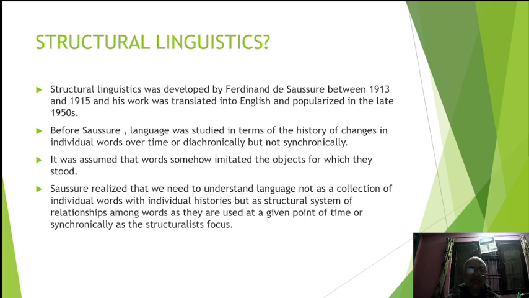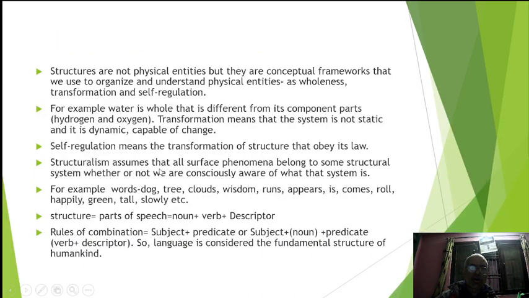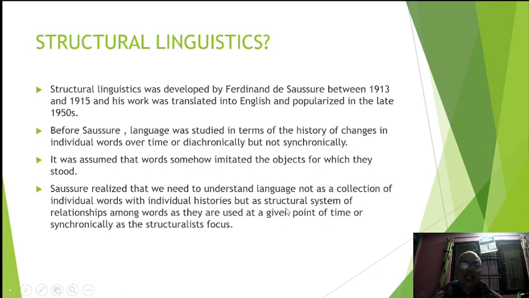That was called diachronic study. It was studied diachronically, but not synchronically. It was assumed that words somehow imitated the objects for which they stood, right? Saussure realized that we need to understand language not as a collection of individual words, as before. For example, dogs, trees, clouds, wisdom. That is not a structure. His idea is not understanding language in the form of individual words. It is to be understood through the rules of combination of sentence structures, right?